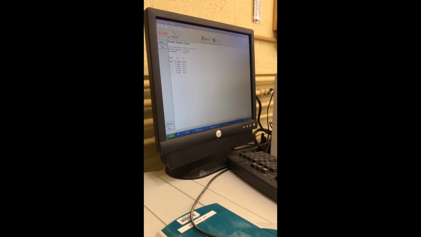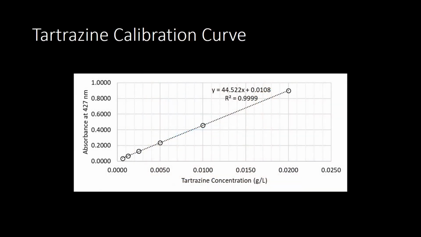This method was used to obtain calibration and experimental data. By plotting absorbance at 427 nanometers versus tartrazine concentration, a relationship between recorded absorbance and tartrazine concentration was determined. The linear regression generated from this calibration curve could then be used to analyze experimental samples.